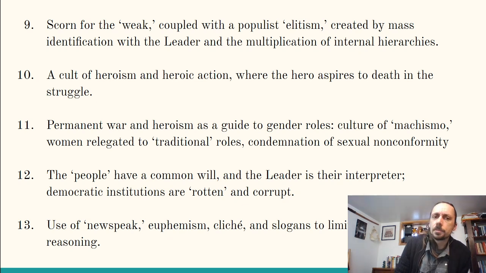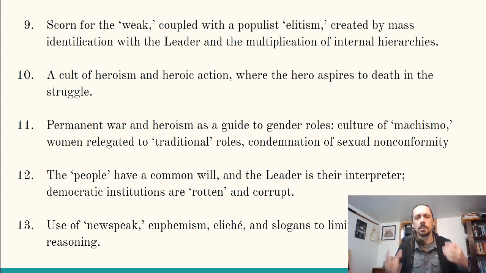Let me just run through these a little bit more quickly, right? So we also have in fascism a scorn for the weak, a cult of heroism and heroic action, and therefore permanent war and heroism is also a guide to gender roles. So fascism will typically have very rigid, very traditional gender roles. So we have a lot of machismo. Women should have traditional roles. Sexual nonconformity is always going to be condemned. So we expect a lot of homophobia, a lot of transphobia, very rigid gender roles in fascism.